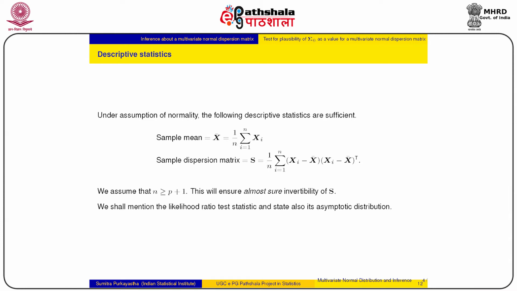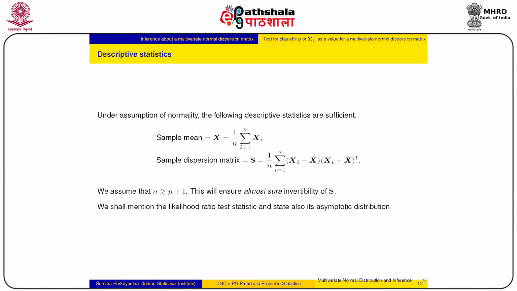So let's ask ourselves what we have done so far. We have talked about descriptive statistics, maximum likelihood estimates, and so on and so forth. So what are the descriptive statistics in this case? Under assumption of normality, the following descriptive statistics are sufficient. What are the objects? First is the sample mean x bar, and then the sample dispersion matrix, which is denoted by S, and the multiplicative factor is 1 by n. So we can see the expression for the sample dispersion matrix. We also assume in particular that n is at least p plus 1. This is to guarantee almost sure invertibility of the matrix S.